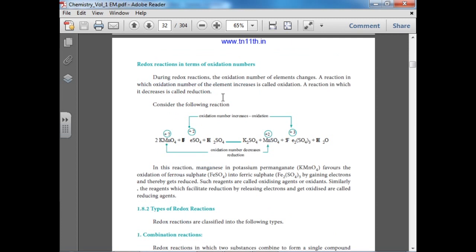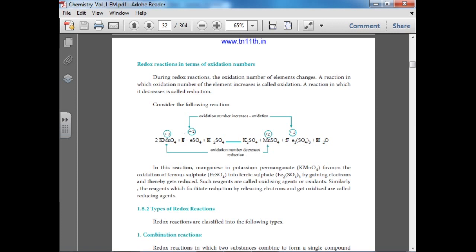So now we are going to learn the new topic, redox reaction in terms of oxidation number. You already know what oxidation number is. Oxidation number is the imaginary charge left on the atom when all other atoms of the compound have been removed in their usual oxidation state, assigned according to a set of rules. So now we are going to see redox reactions in terms of oxidation number.